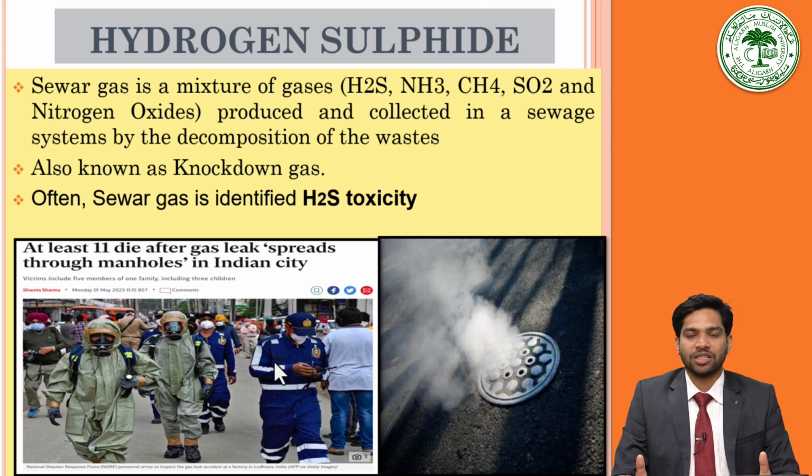Many of the persons who go for the sewer work are laborers who work as manual scavengers, and they don't use much protection and many times die in poisoning due to the sewer gas. So what is sewer gas? Sewer gas is basically a mixture of many gases that includes hydrogen sulfide, ammonia, methane, sulfur oxide, nitrogen oxides. They are produced and collected in the sewage system by decomposition of the wastes.